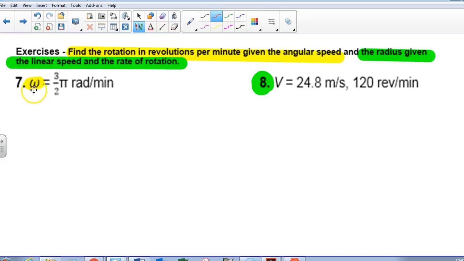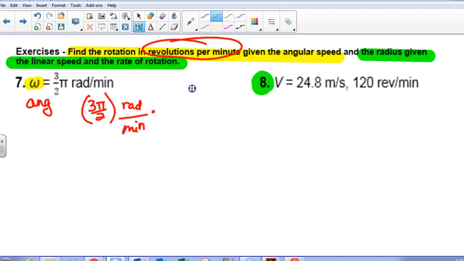So for this first question, what are we given? What does that omega stand for? Yes, this is some kind of an angular velocity, okay? Only they want it in revolutions. Find the rotation, which is not, because we're changing it to revolutions, okay? It's no longer going to be an angular speed. But we're going to go 3 pi over 2, which we could change to a decimal, is radians per minute. And it says we want to change it to revolutions per minute.